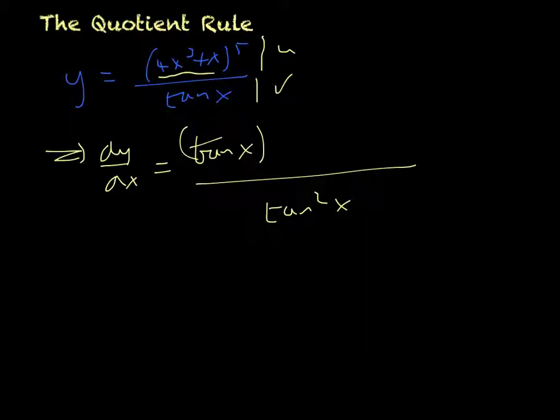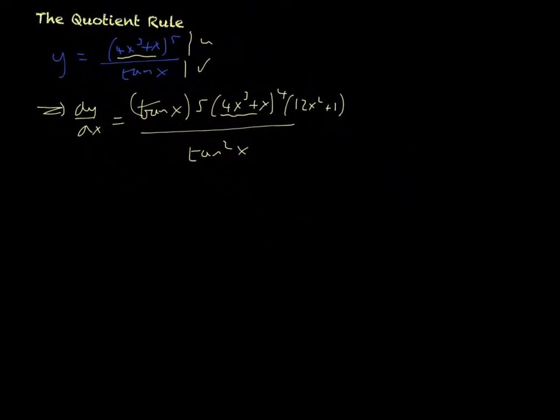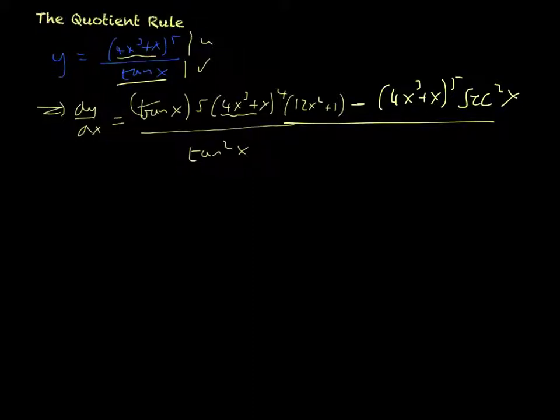Chain rule then, this is x to the 5. So this gives me 5x to the 4. Times by the differential of our x, which is 12x squared plus 1. Subtract, let's make that a bit smaller. Subtract, and then we've got our u stays the same this time, so 4x cubed plus x to the 5. And now we're going to differentiate our tan, which is sec squared x.